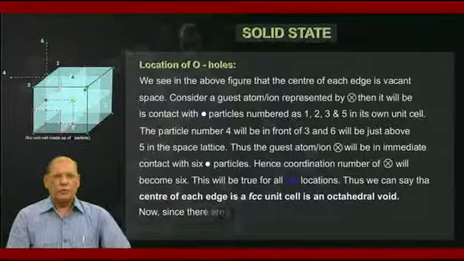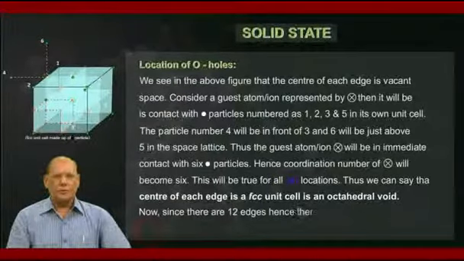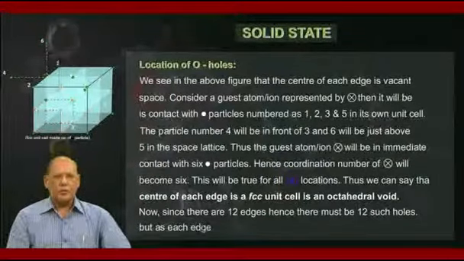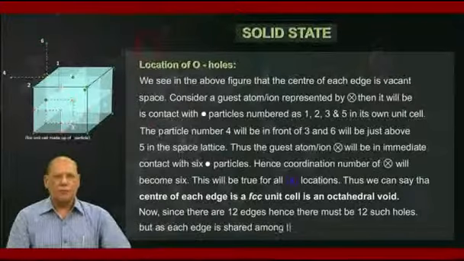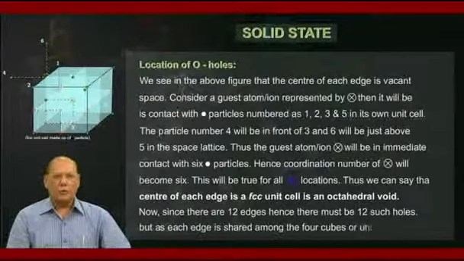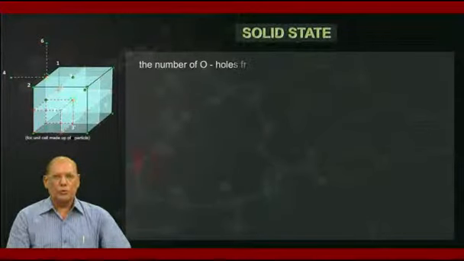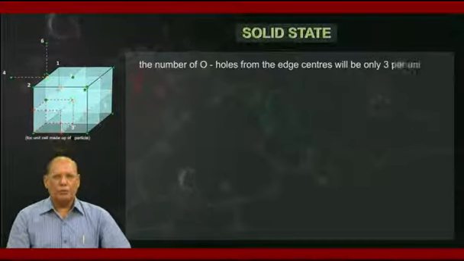Now, since there are 12 edges, there must be 12 such holes. But as each edge is shared amongst 4 cubes or unit cells, the number of O holes from the edge centers will be only 3 per unit cell.